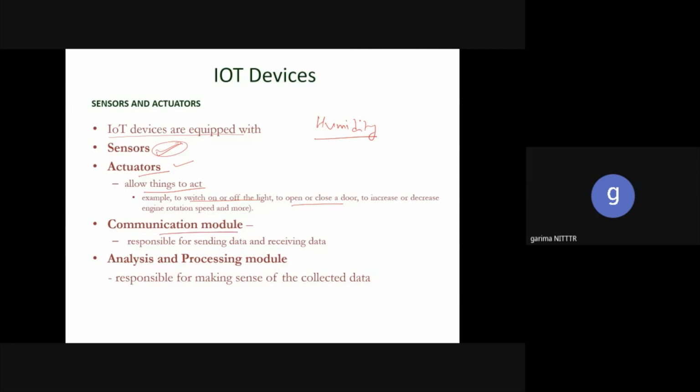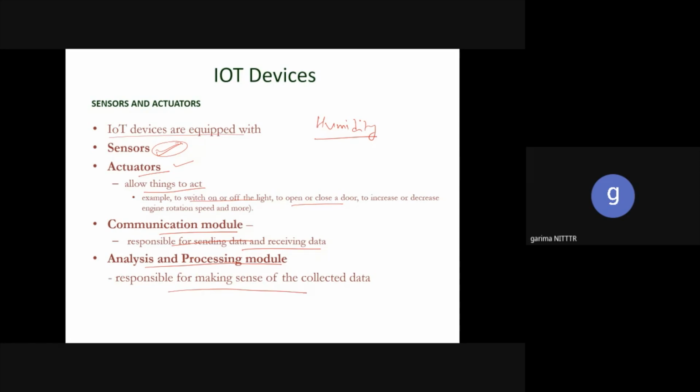Then the communication module, as I already said, captures the signal and sends it to the concerned device, and then receives the data and finally updates your app. So it is responsible for sending and receiving the data. In our normal connected home devices, we have this type of Wi-Fi connection, and we implement all those applications through our Wi-Fi module. Then the analysis and processing module is responsible for making sense of the collected data.